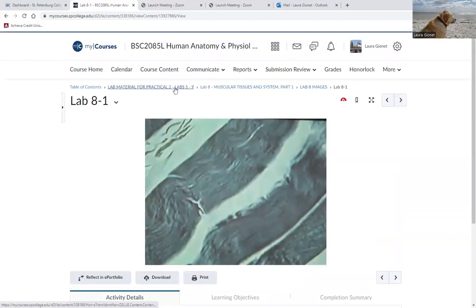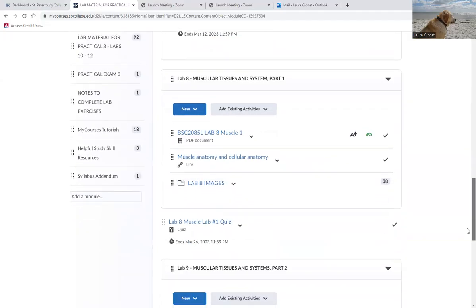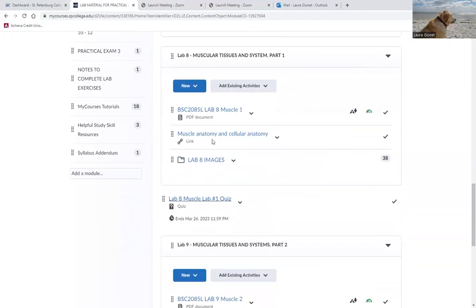Oh, by the way, before I do that, I clicked on the wrong one. Hold on. Down below, because we are in lab 8, I was just here in the document of all of the different lab exercises. Below that, this video is good. It looks at all the muscle anatomy and cellular anatomy, the models.